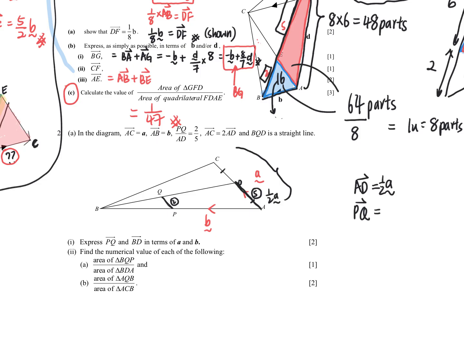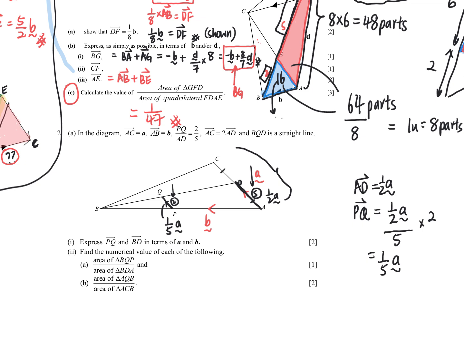Okay, so how to find PQ? Half A is 5 units. That means PQ is half of 5 units. No, I need to divide this. Divide by 5 times 2. Yes, divide this by 5 first to find 1 unit. Then I multiply by 2. So that will give me 1/5 A. So this part here is 1/5 A. Because I find 1 unit already, I must times 2. Because that one is 2 units, this one is 5 units.